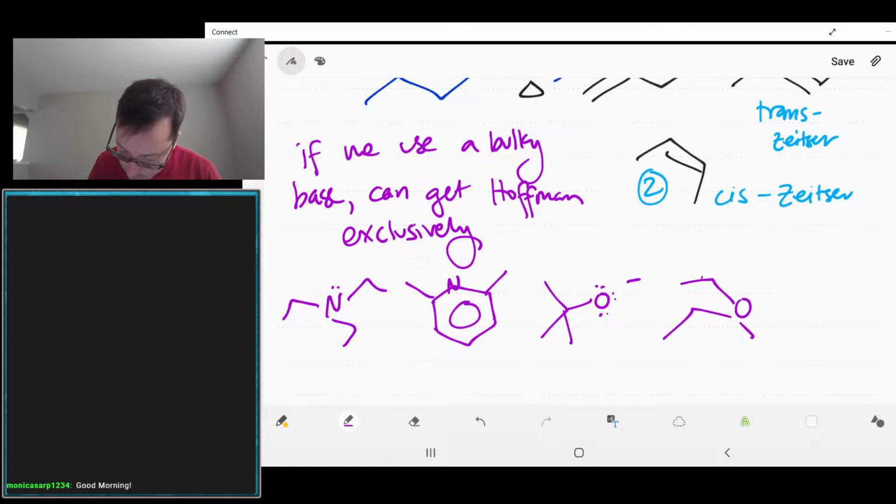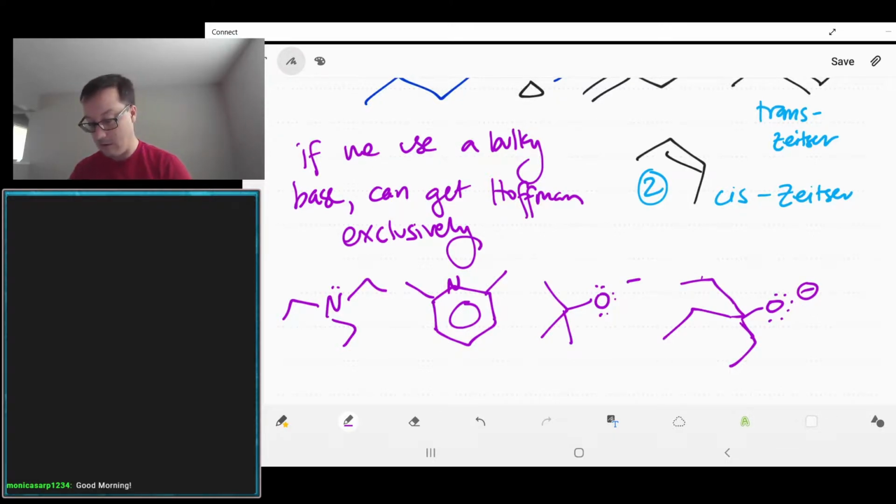This monstrosity, I guess the tri... I don't even know, one diethyl propoxide. I don't know, something like that. These are all really bulky bases. We've got a lot of carbons on them. We've got lone pairs that can be acting as our bases. These will typically give us the Hofmann product because they're so bulky. So that's one way to kind of control this.